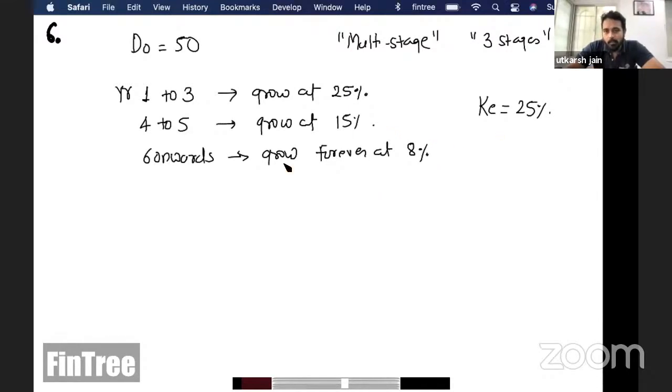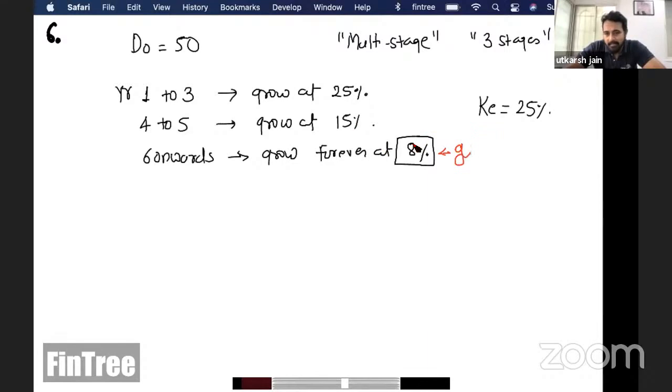Now, out of these, which one is your G, by the way? Is the G that we use in the formula 25 or 15 or 8? What is the true G here? Your G here is 8 percent. Please keep that in mind. G is always the perpetual growth rate. These are not your G's. I mean, these are growth rates, but they are not the perpetual growth rate. So when you apply the Gordon growth formula, you have to use this.